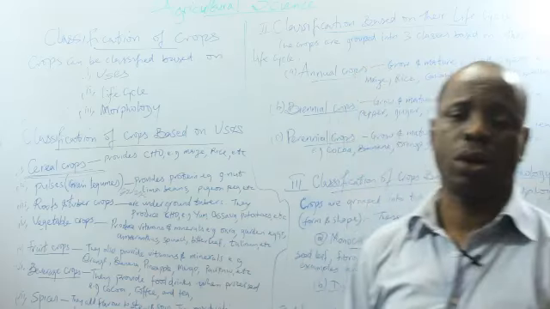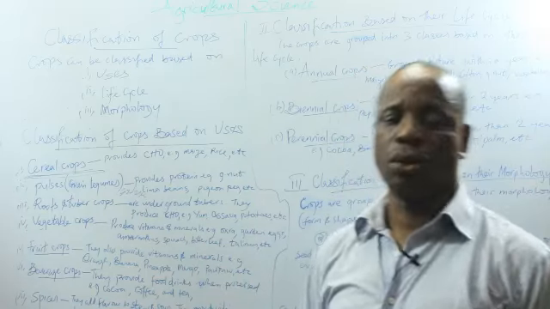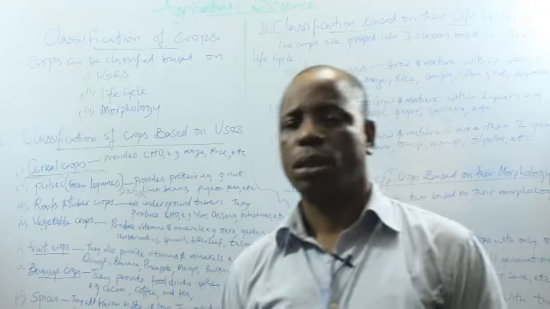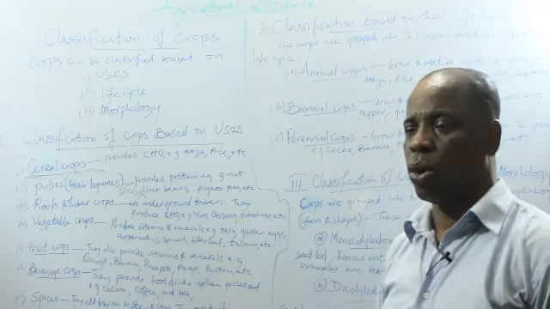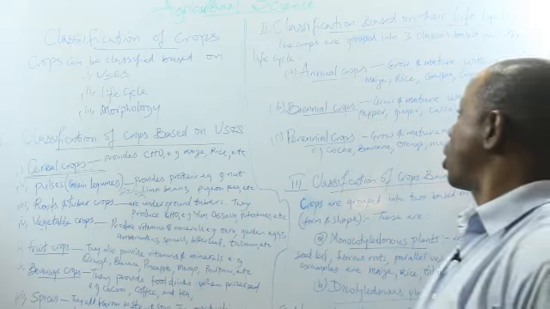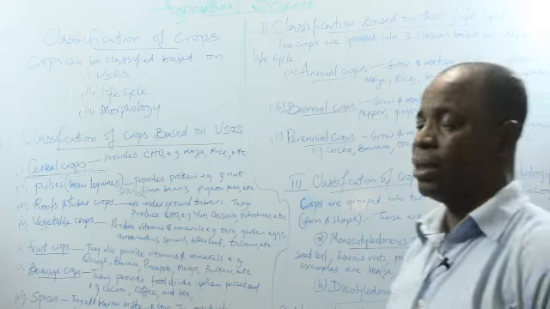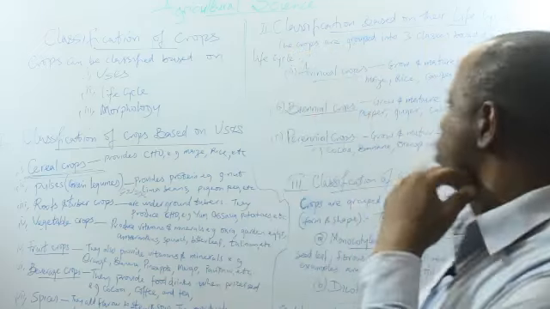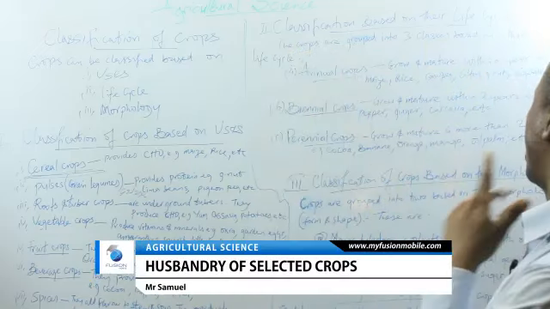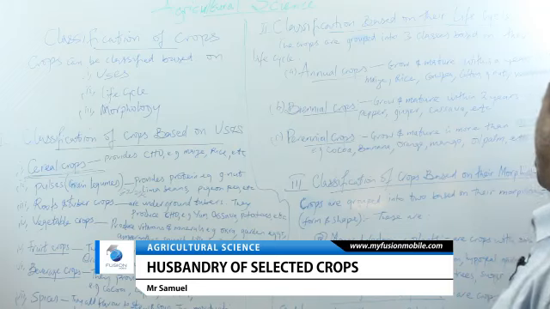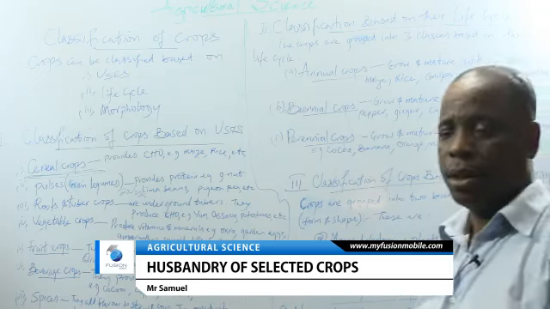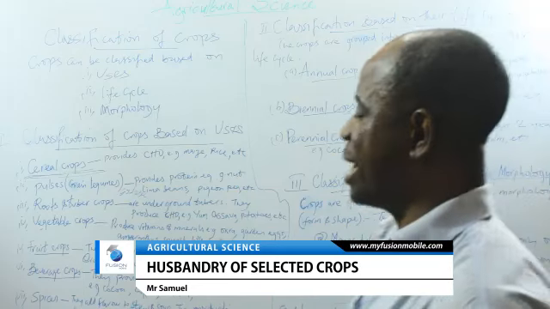The annual crops are crops that complete the life cycle from planting, growth to maturity, all within 1 year. Annual crops grow and mature within a year. Examples include maize, rice, cowpea, cotton, groundnut, vegetables, etc. They are annual crops. Then number 2, we have biennial crops.